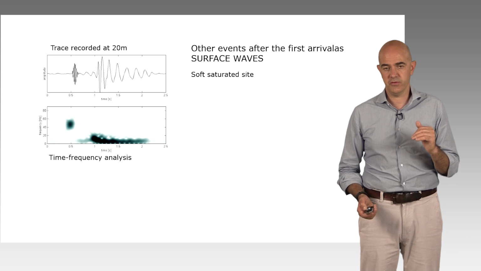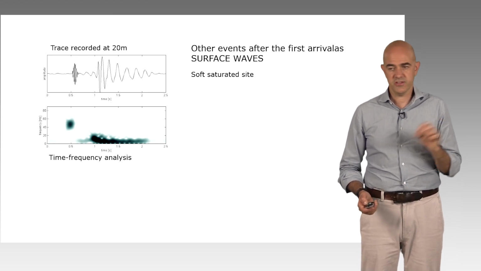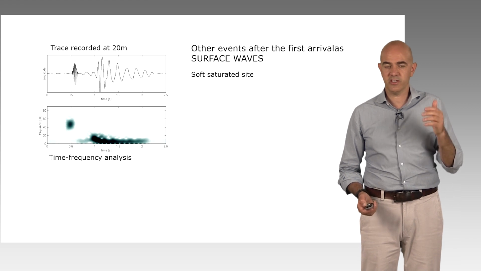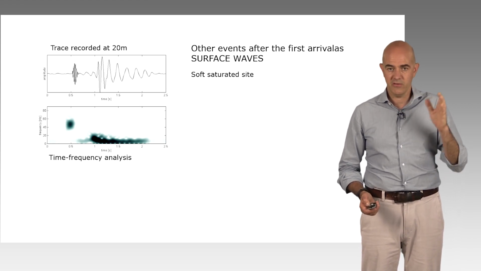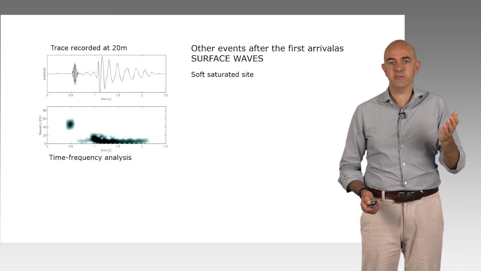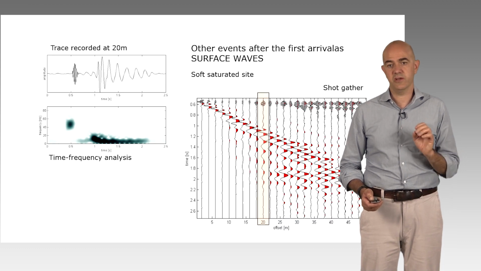In the time frequency representation that you have just below this figure, we display on the horizontal axis the travel time, the arrival time, on the vertical axis the frequency. And you see that these two components of the wave field arrive at different times. It means that they have very different velocities, but they also have very different frequency ranges. And these are the surface waves.